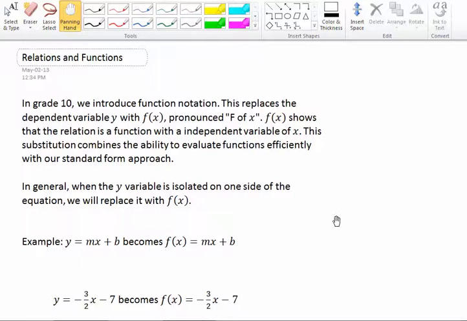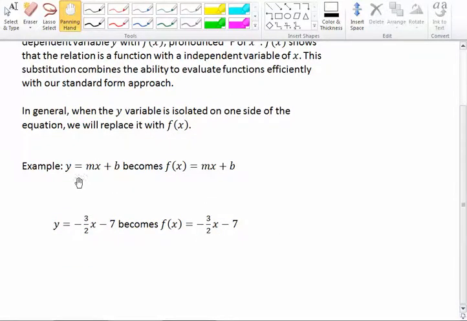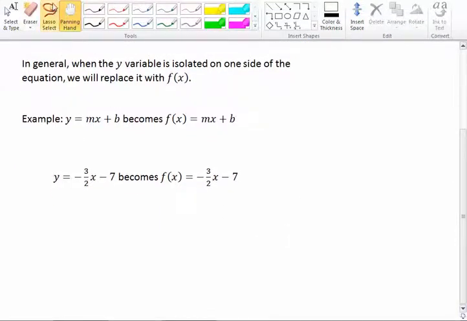This substitution combines the ability to evaluate functions efficiently with our standard form approach. So in general, when the y variable is isolated, that is when we're using standard form notation, we're going to replace y with f of x. So for example, if I have y is equal to mx plus b, we're instead going to write this as f of x is equal to mx plus b. And instead of y is equal to negative 3 over 2x minus 7, I would write f of x is equal to negative 3 over 2x minus 7. Okay, so this is our new dependent variable.